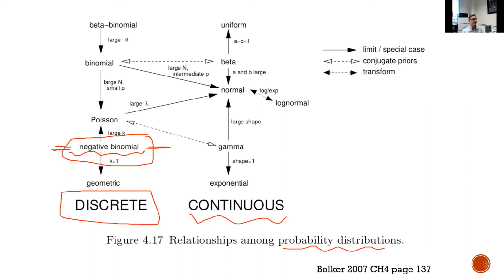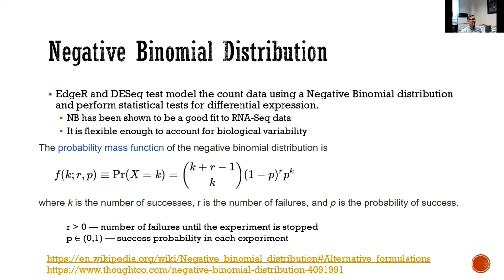And this map shows the relationship between different probability distributions. As we mentioned before, the negative binomial distribution describes a process that will be a good fit for RNA-seq data, both bulk RNA-seq and single-cell RNA-seq. That's what statisticians have found, and there's a consensus in the field.